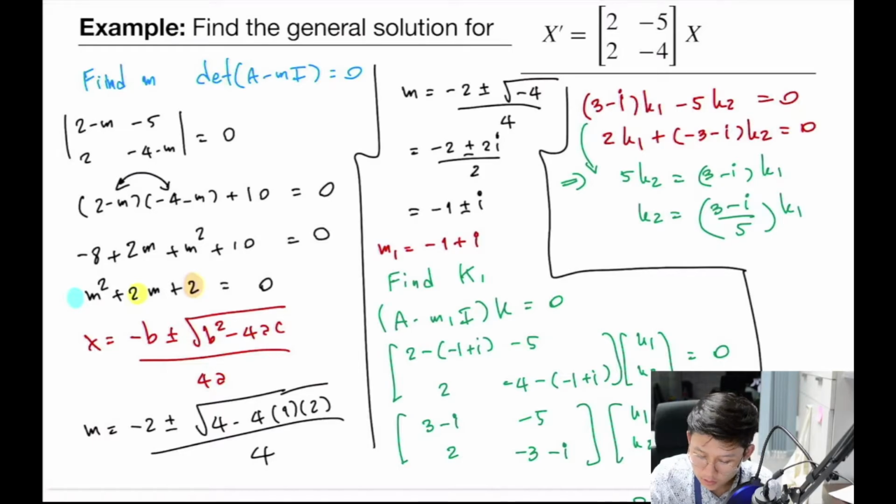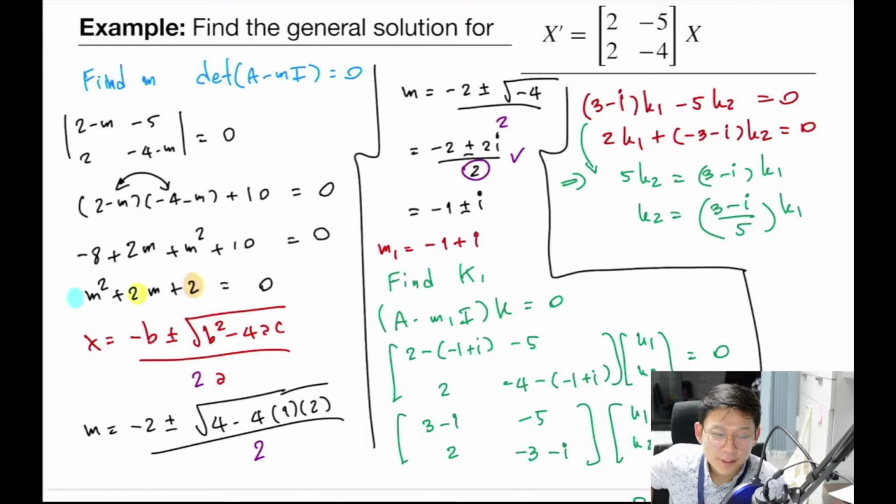Sorry guys, there's a typo here. The formula is actually minus b plus minus square root of b squared minus 4ac, divided by 2a, not 4a. Sorry, it is divided by 2a. So here is 2a, and here is 2. Okay, and here is 2 as well, and here is already correct. Okay, it's a typo, sorry.